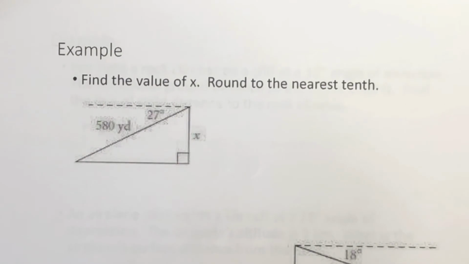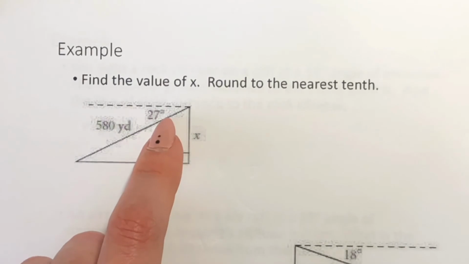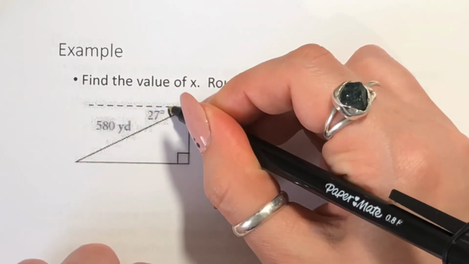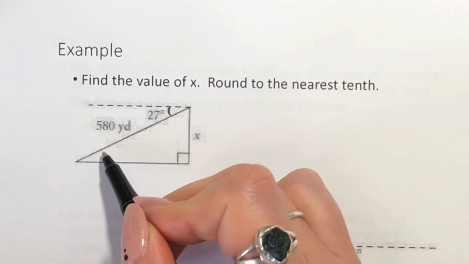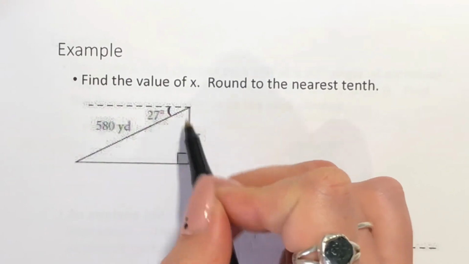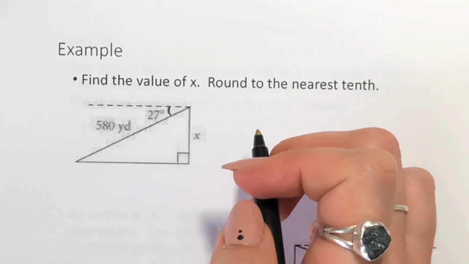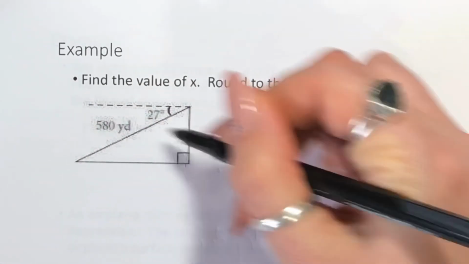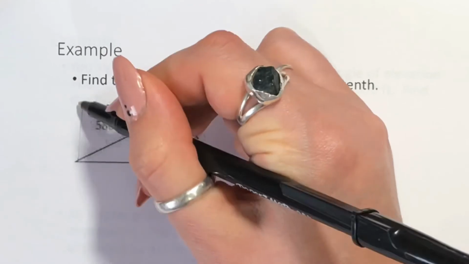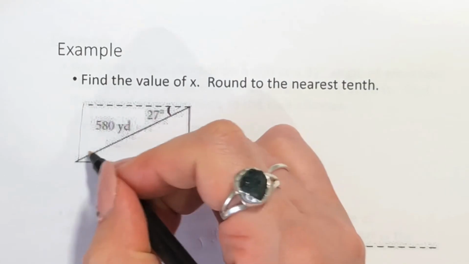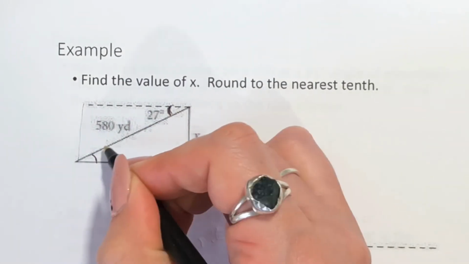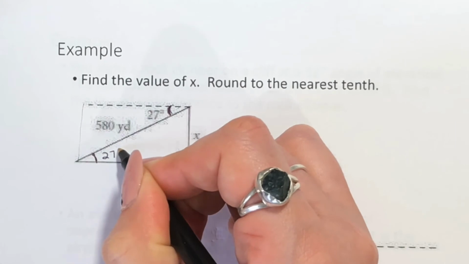So on this first one, it says find the value of x and round to the nearest tenth. We have this 27-degree angle up in the top corner right here. And they've told us this diagonal line, our hypotenuse, is 580 yards. And they want us to find this distance here. So you have two options. Because we know this distance is the same as this distance, you could find this side and use this triangle. Or because we have alternate interior angles, we know that if this is 27 degrees, this one's also going to be 27 degrees.